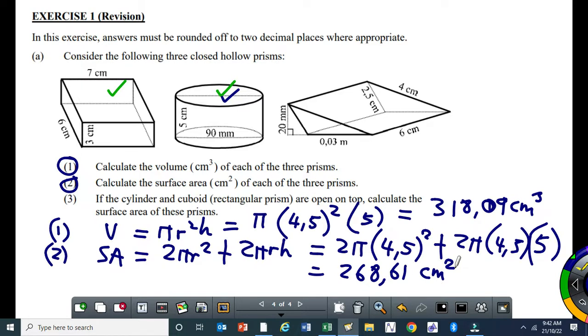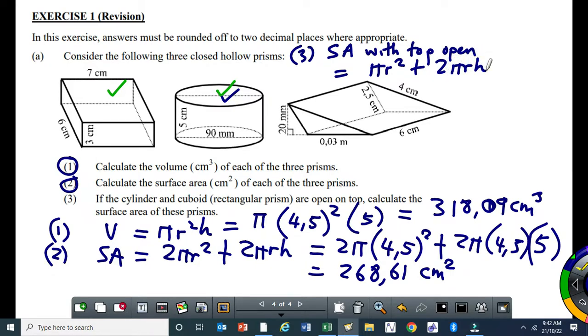Then to do number 3, that is the surface area if there is no top, with top open. The top is open means we only have one circle to take into account. So this will be pi r squared plus 2 pi r h. Now we can just subtract pi r squared from this. That's an easier way. Or we can just substitute into this formula here. But I'm just going to subtract pi r squared from that.